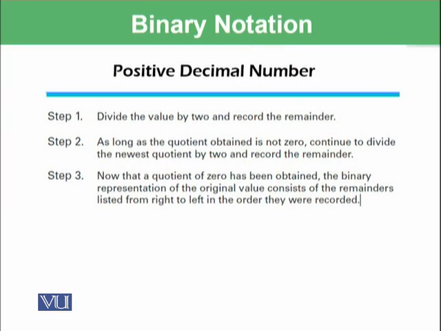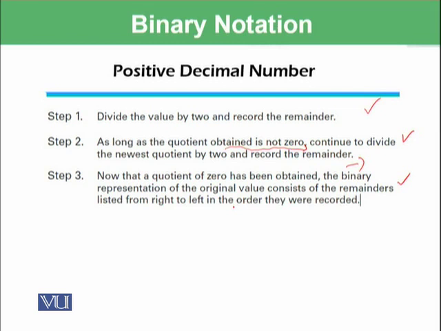How do we convert a decimal number into binary notation? These are three simple steps. One, divide the value by 2 and record the remainder. As long as the quotient obtained is not 0, continue to divide the newest quotient by 2 and record the remainder. Once the quotient of 0 has been obtained, the binary representation of the original value consists of the remainders listed from right to left in the order they were recorded.